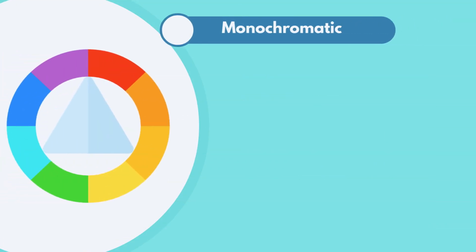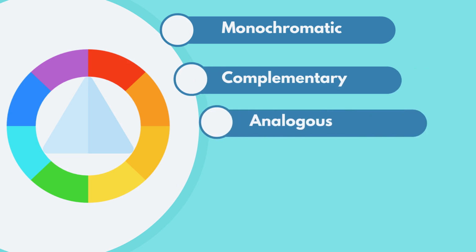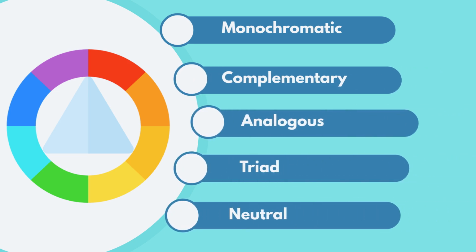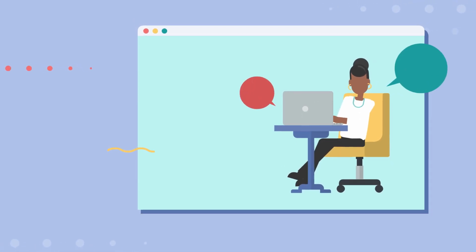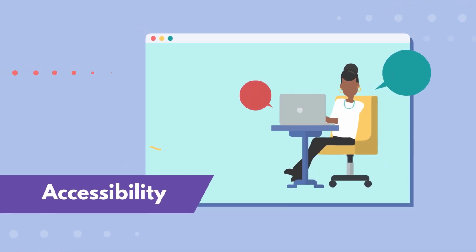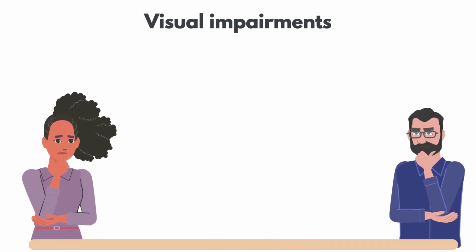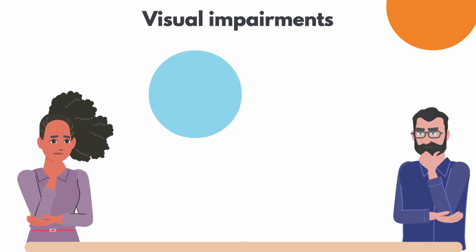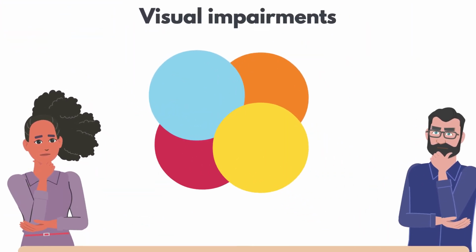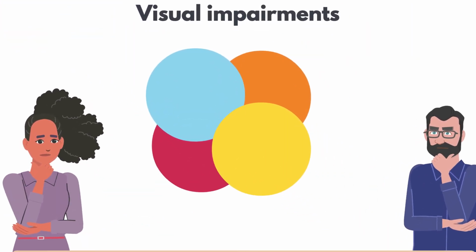There are 5 standard color palette types: monochromatic, complementary, analogous, triad, and neutral with a pop of color. And when deciding on your final color palette, it's crucial to consider accessibility. People with visual impairments may have difficulty with poor color contrast. Developing a style guide with accessible and eye-catching color combinations is essential.